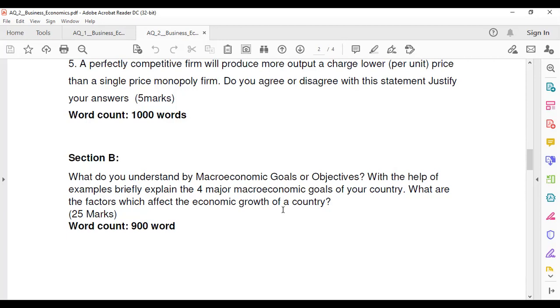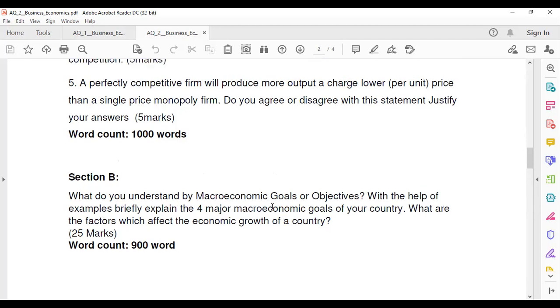Right? What are the factors which affect the economic growth of a country? So this is a very general question. This also 25 marks, and the word count should be within the 900 words. So both section A and section B total is 2,900 word count.